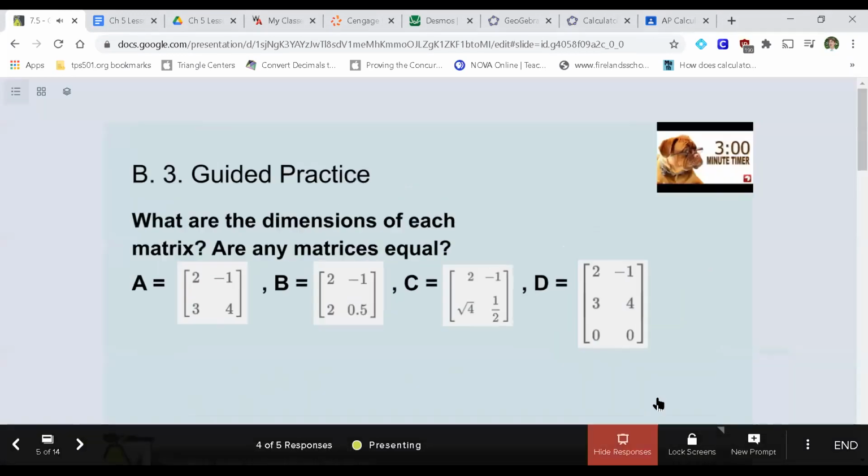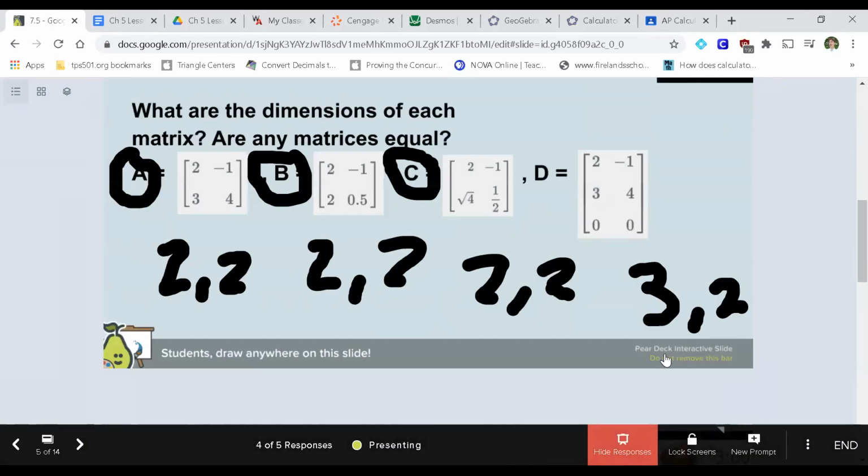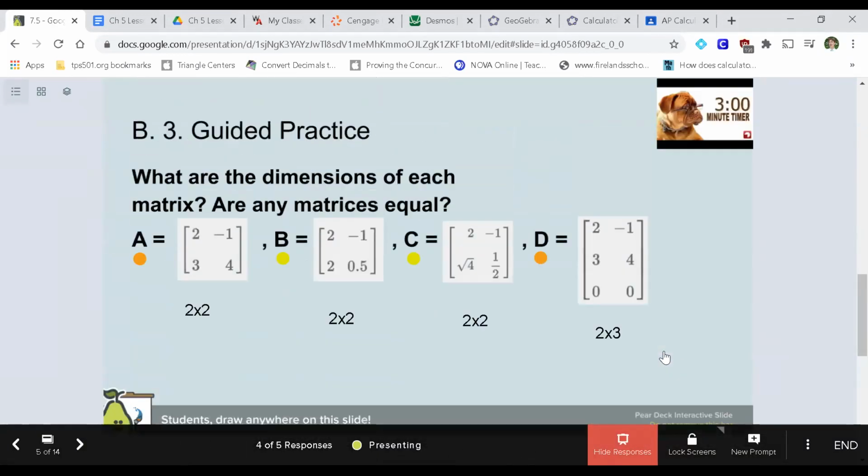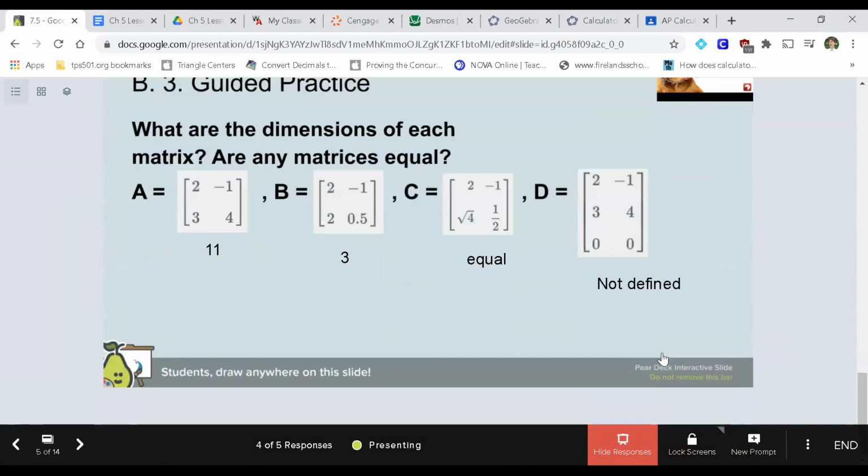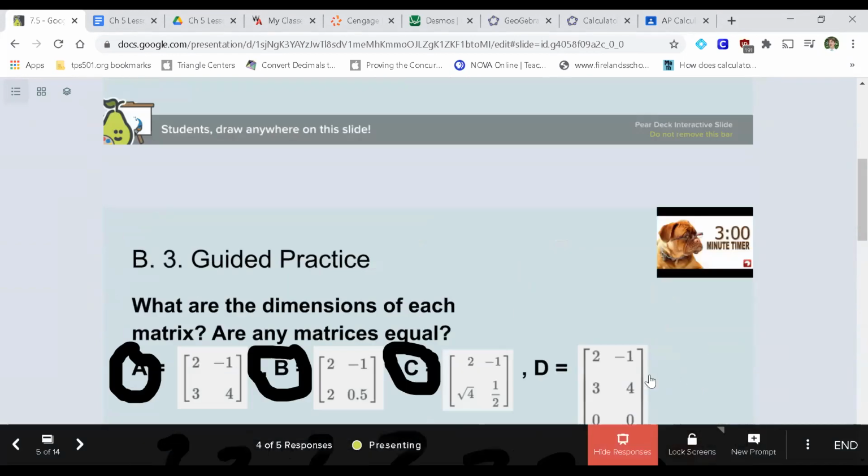All right, let's see how we're doing. Yes, that's right. Oh, got that one flipped. Oh, I think you're doing something else with it.